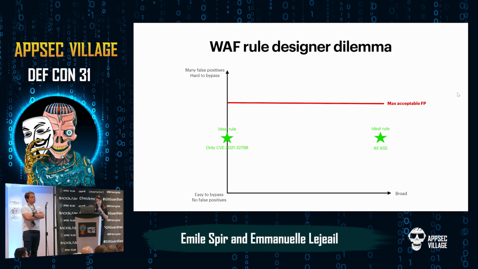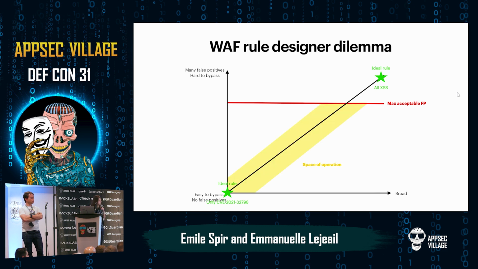Well, that would be in an ideal world, because actually what happens most of the time when you try to build these rules is you end up right there. If you do a very broad rule, you're going to have a lot of false positives, and if you do a very specific rule, you're going to be bypassed very easily. So most of the time, you're going to be in this yellow area right there, the space of operation. And what you want to do, ideally, is to be right there in the middle, so you have the best of both worlds, so to speak.